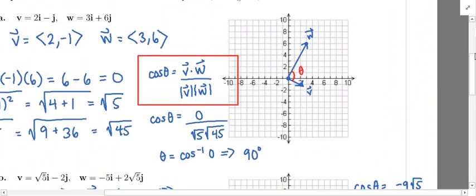Just remember, if you use the formula cosine of theta is equal to u dot v over the magnitude of u times the magnitude of v, you can figure out the angle between your vectors. If the angle is 90 degrees or pi over 2, you're dealing with orthogonal or perpendicular vectors. If the angle is 0 degrees or 180 degrees, the vectors are parallel. If the angle is something else, then the vectors are neither parallel nor perpendicular.